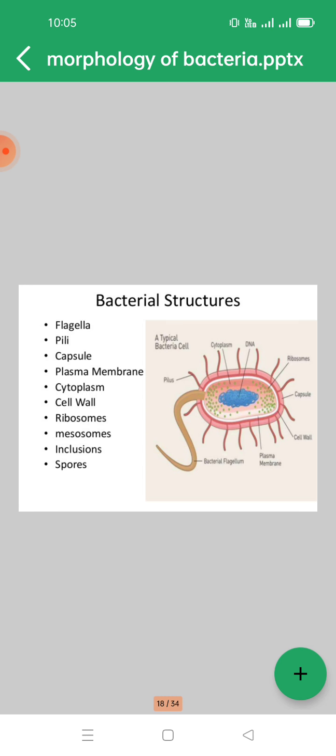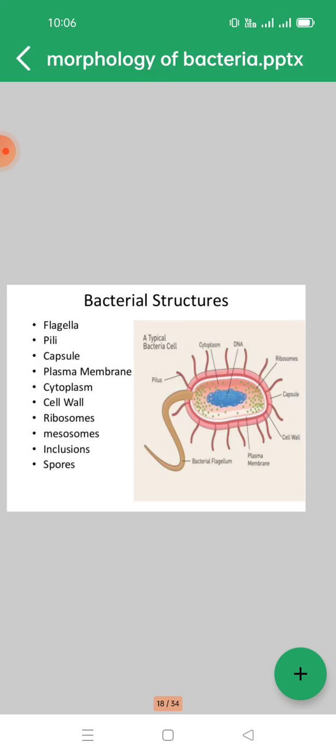Till now we have discussed the shapes and various arrangements of both cocci and bacilli cells. Next we move on to the bacterial structure. Bacteria have flagella, pili, capsule, plasma membrane, cytoplasm, cell wall, ribosomes, mesosomes, inclusion bodies and spores. We are going to discuss these structures and their functions one by one. You can draw this diagram in the examination.